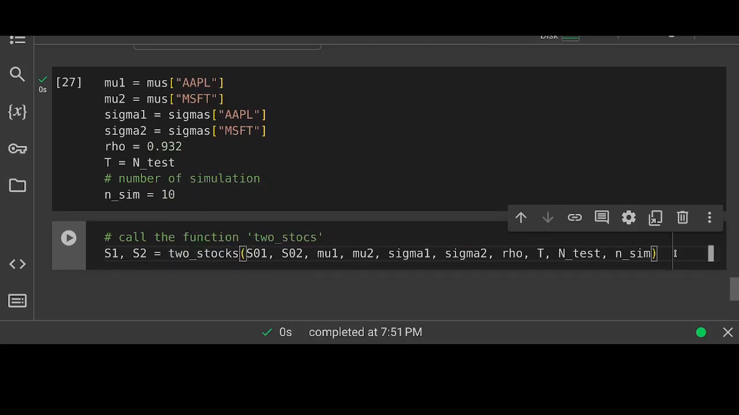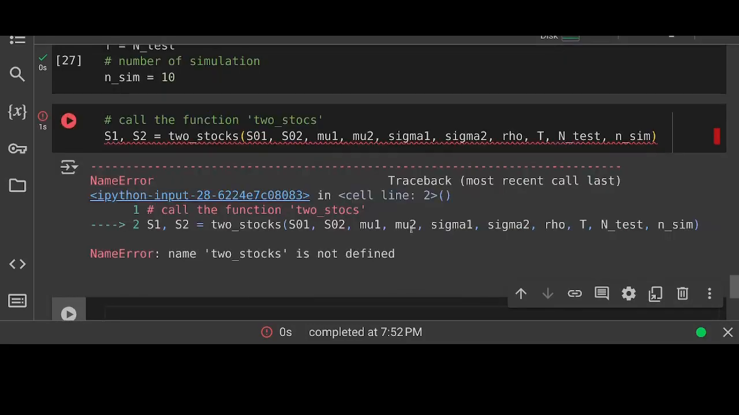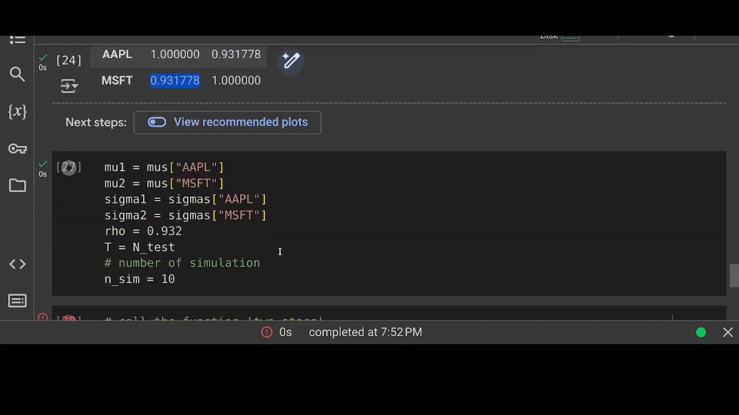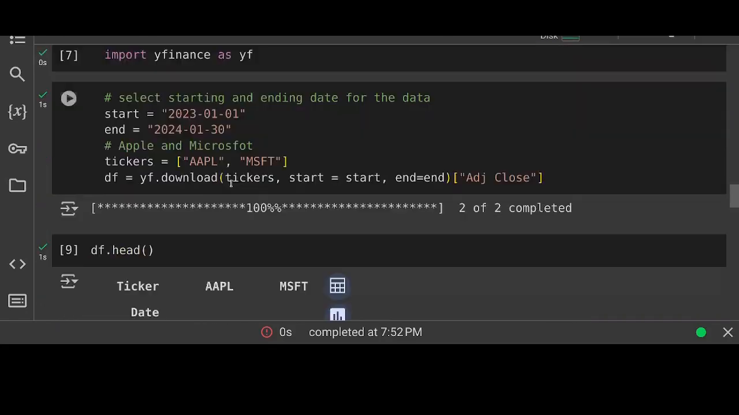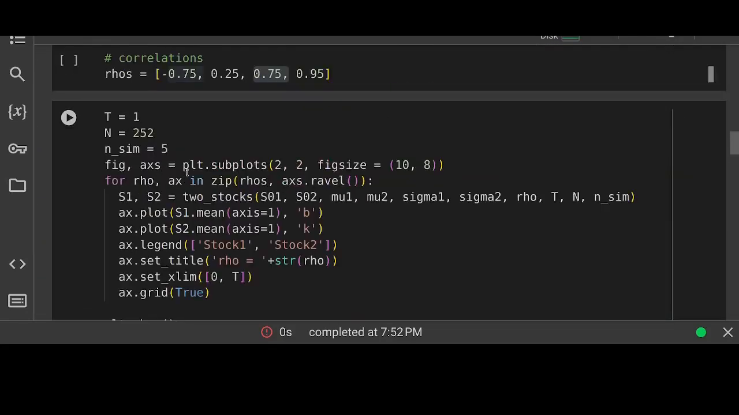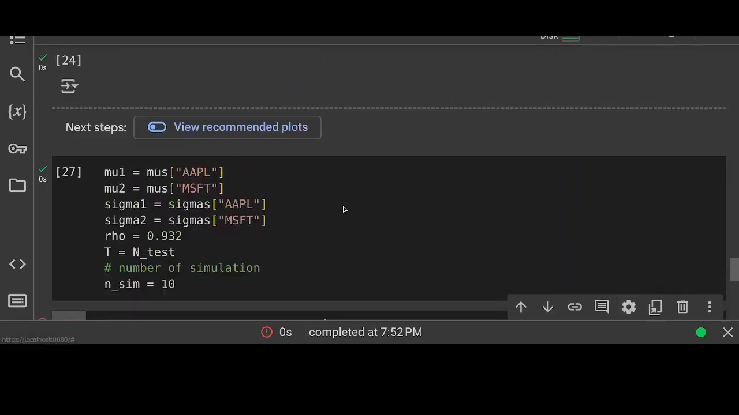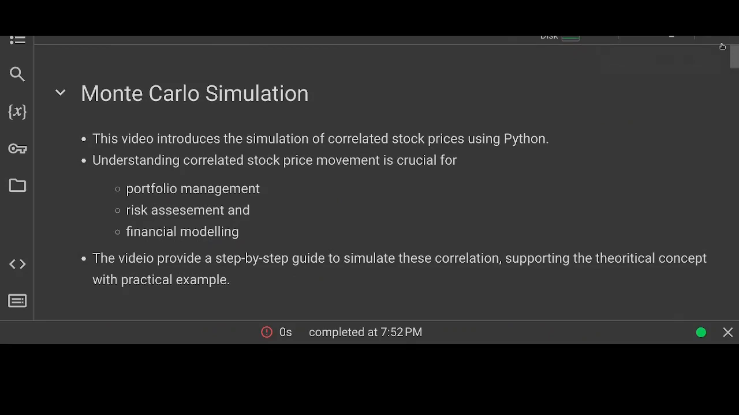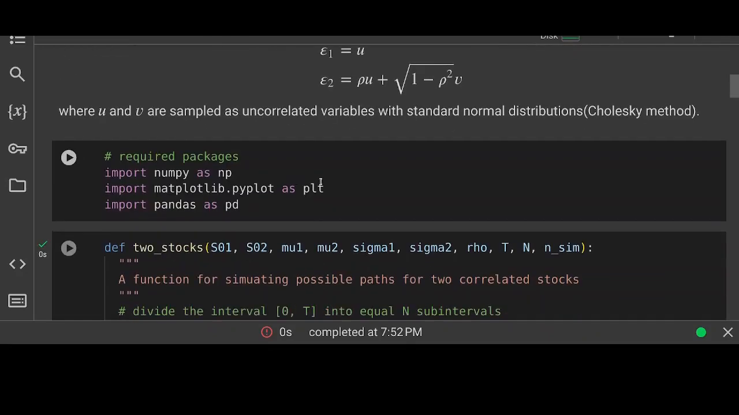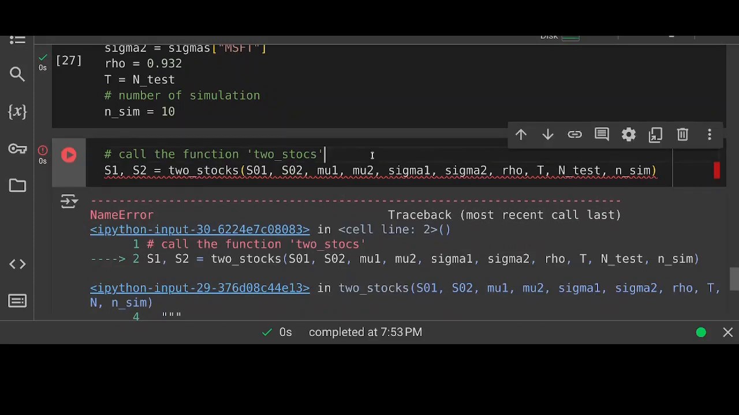So this is what we have, two stocks. Once you run this, you will get the simulated data. We have to run this function, of course. This is the function we are going to use. We have to also run the NumPy package, which is here, and the pandas data frame also. Now we have to get the correct outputs.